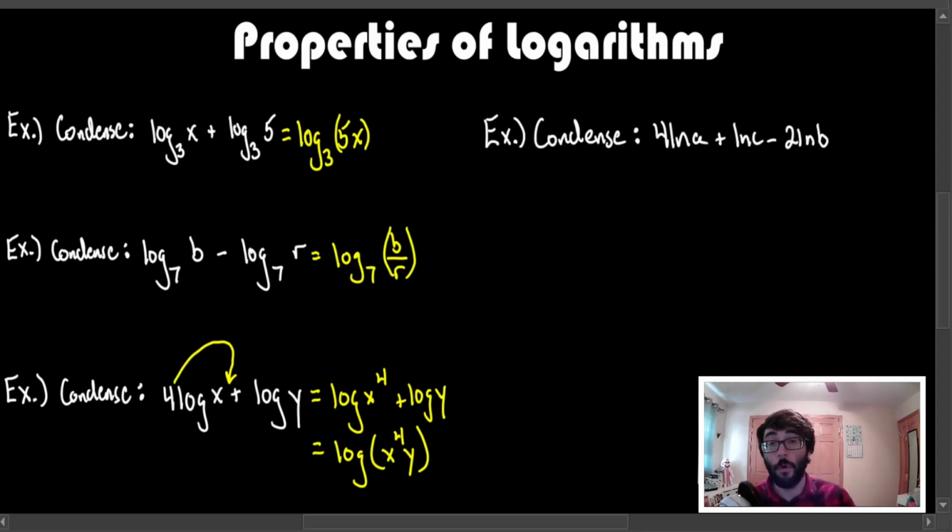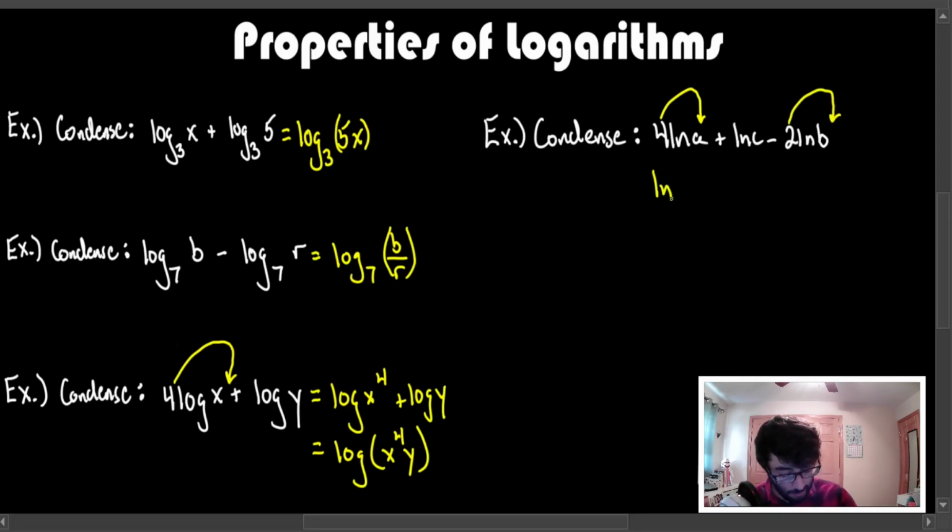Now let's try one more and make this one a little bit more interesting. So we have 4 natural log of a plus natural log of c minus natural log of b. Once again, these all have the exact same base, so we can condense all 3 of these into one logarithm. Now the first thing I'm noticing is that I have some coefficients. You can kind of think about them as coefficients in front of the logarithms. So I can use the power property to bring those on their arguments.